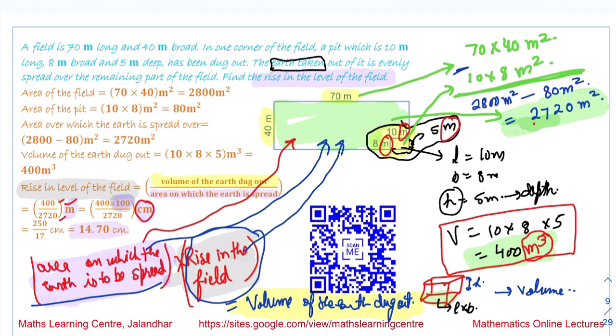So I hope it is clear to you how we are calculating the volume. Volume is basically the area of the base into the height. Area of the base means this is the base over here, and we have multiplied with the rise in the field, meaning the height of the field that will change by that amount. When we multiply both these things, we get the volume of the earth dug out.